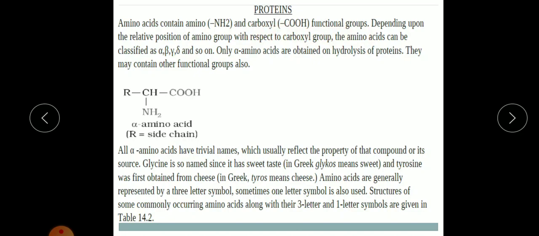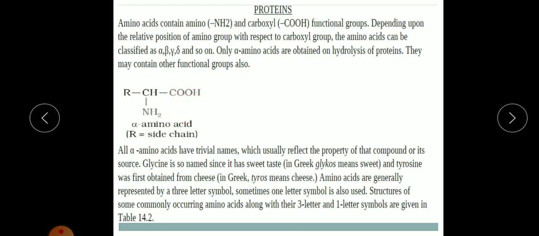Now, depending upon the relative position of the amino group with respect to the carboxyl group, the amino acids can be classified as alpha, beta, gamma, delta and so on. And it has been found that only alpha amino acids are obtained on hydrolysis of proteins. They may contain other functional groups as well. Now, this is the general structure for amino acid. Any amino acid will have this general structure.